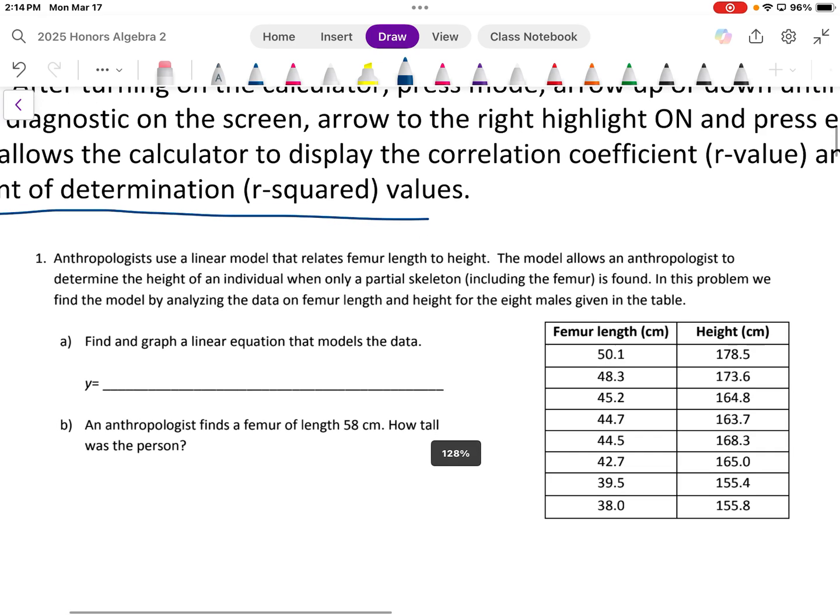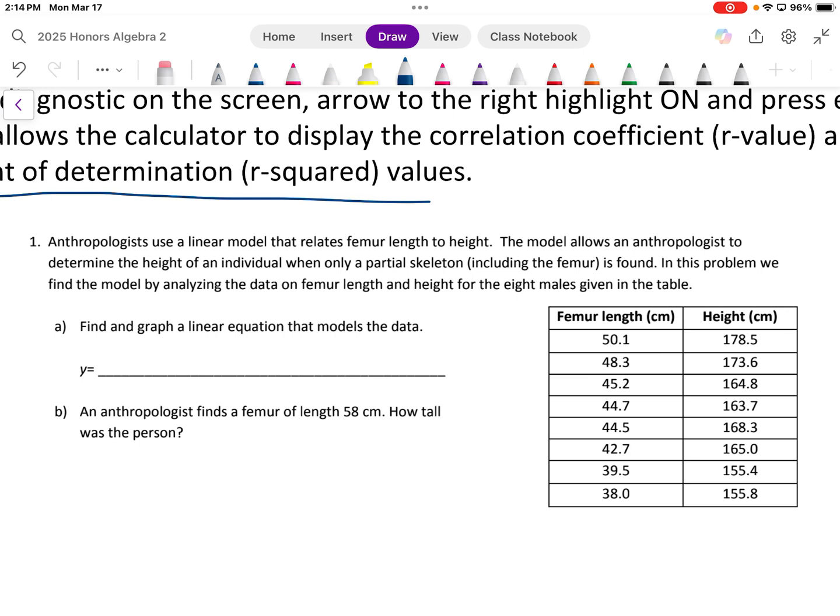So here's our problem. It says anthropologists use a linear model that relates femur length to height. The model allows an anthropologist to determine the height of an individual when only a partial skeleton, including the femur, is found. In this problem, we find the model for analyzing data on femur length and height for 8 males given in this table. So they asked us to find and graph a linear equation that models that data. So they want us to come up with the equation that does that.